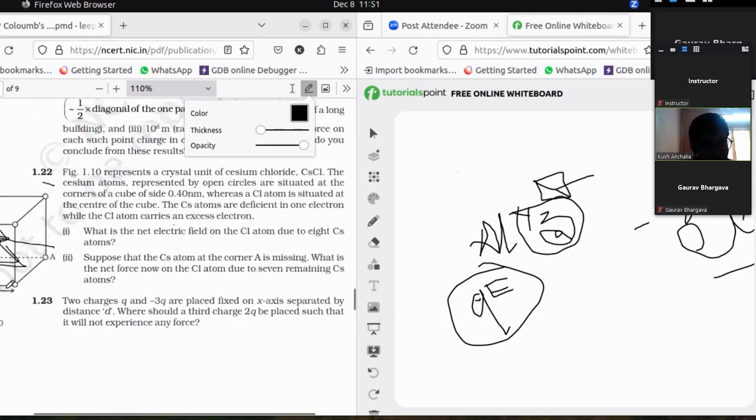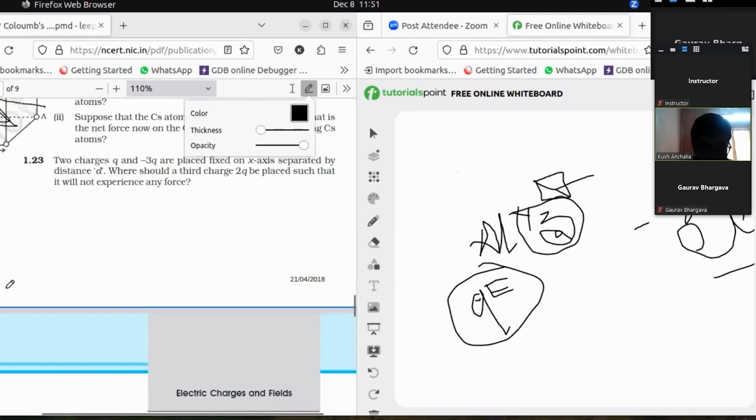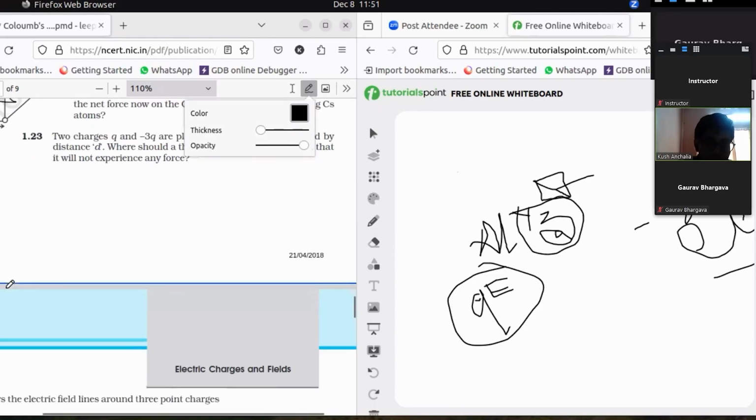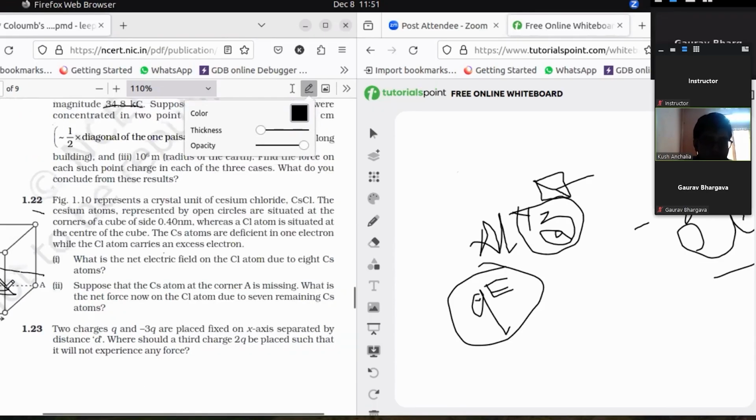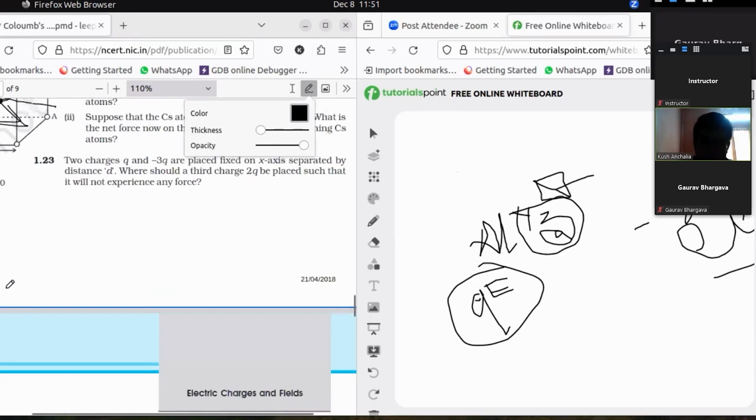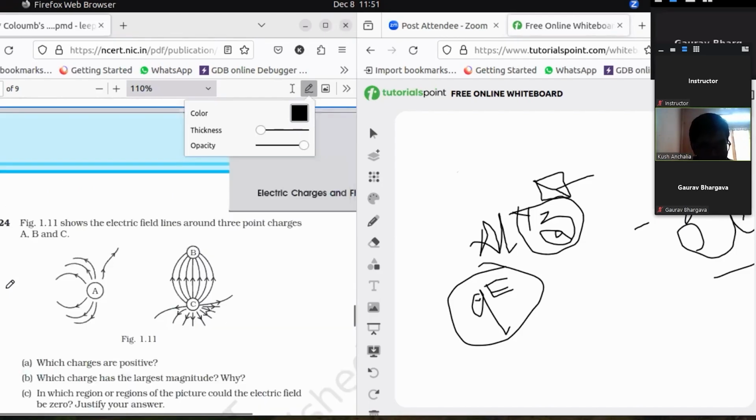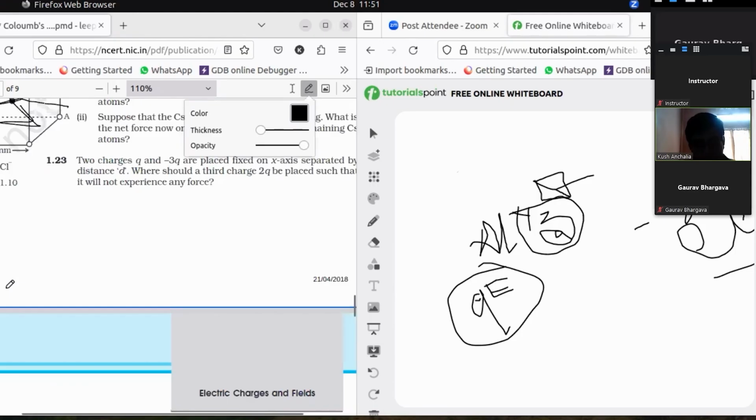Two charges q and minus 3q are placed fixed on the x-axis, separated by a distance. Where should a third charge 2q be placed? Okay, 1 by third, inversely depends on the distance. Okay, fine. This we can do.